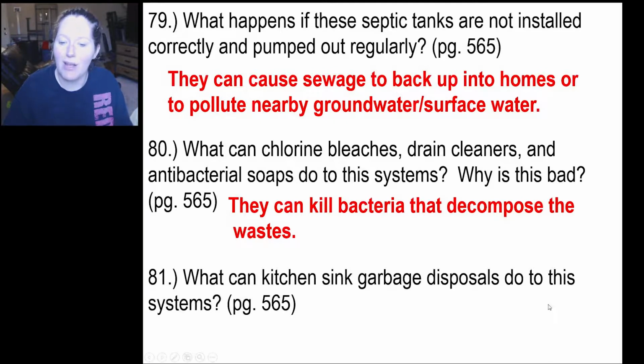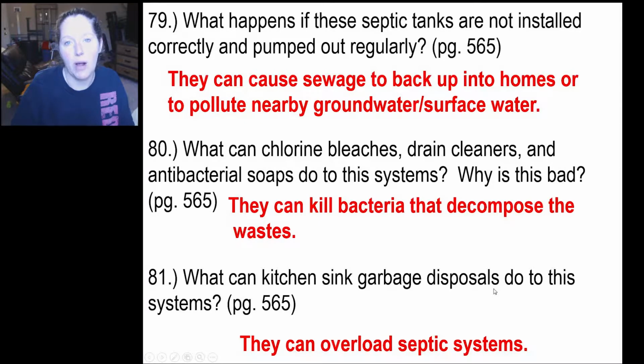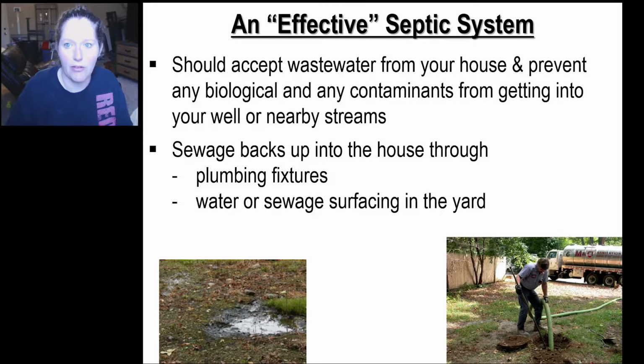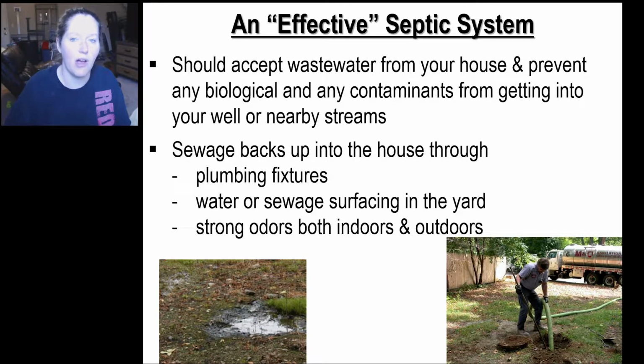All right, so what can kitchen sink garbage disposers do to the system? Like we talked about, they can overload your septic systems. We've already talked about what an effective septic system is, because we talked about you want things to flow properly. So as you use your sink, you want that water with the little bit of pollution you have in it from your food and so forth, washing your dishes or going to the bathroom, to be able to flow properly to your septic tank, and then eventually out to your drainage field.